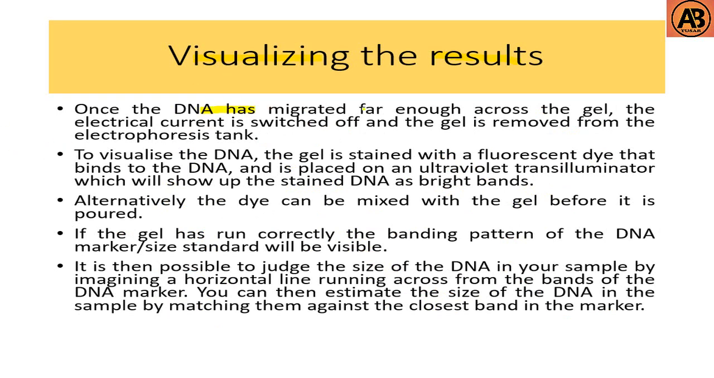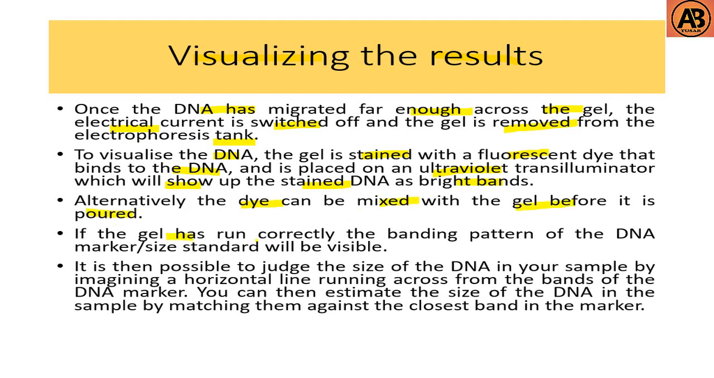Once the DNA has migrated far enough across the gel, the electrical current is switched off and the gel is removed from the electrophoresis tank. To visualize the DNA, the gel is stained with a fluorescent dye that binds to the DNA and is placed on an ultraviolet transilluminator, which will show up the stained DNA as bright bands. Alternatively, the dye can be mixed with the gel before it is poured.